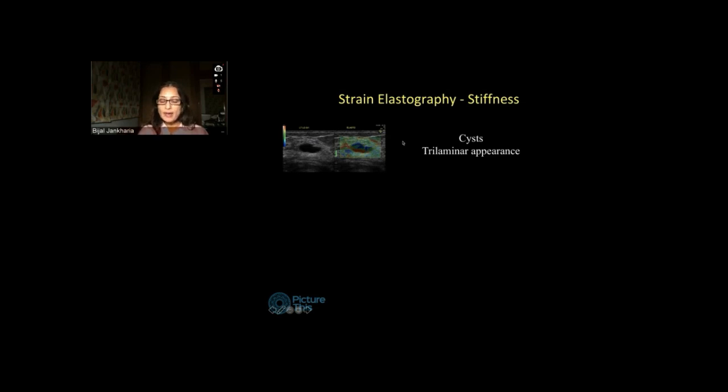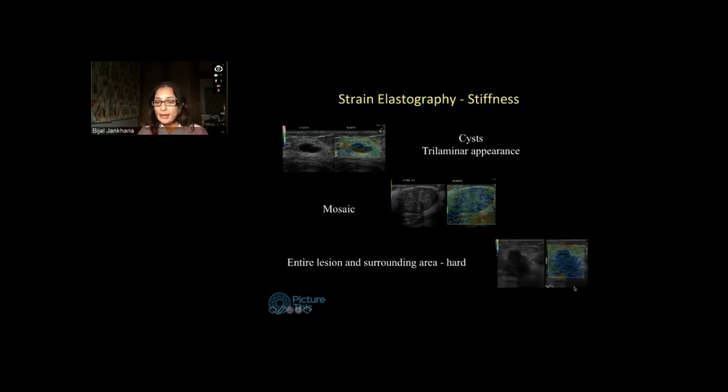Even a bullseye or a coffee bean appearance may be seen in cysts. And here we are seeing a mosaic pattern which is predominantly benign. This turned out to be a fibroadenoma. And here the entire lesion as well as the surrounding area is blue. And in this elasto machine, blue is hard and red is soft. So that is why this is very likely to be malignant.